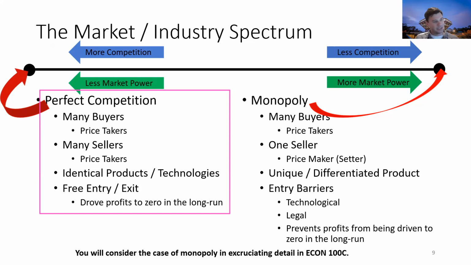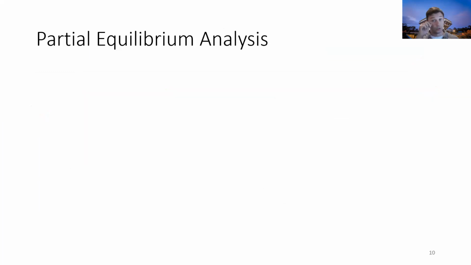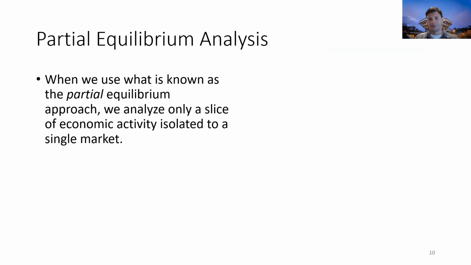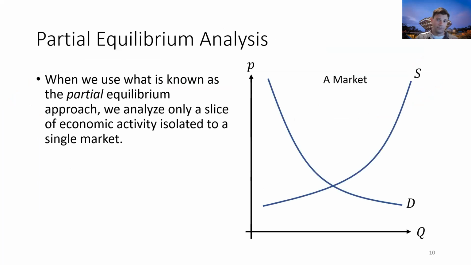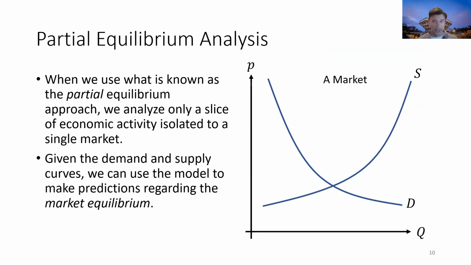All right, now back to this idea of partial equilibrium analysis. When we're applying partial equilibrium analysis, what we're essentially doing is we're looking at a slice of the whole economy. We're looking at just a single market at a time. So here is a partial equilibrium perspective. Right, and given the demand and supply curves in this market, we can make predictions about things like how the market equilibrium evolves in this market.